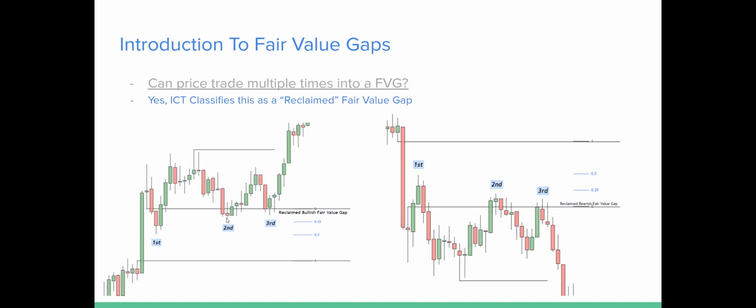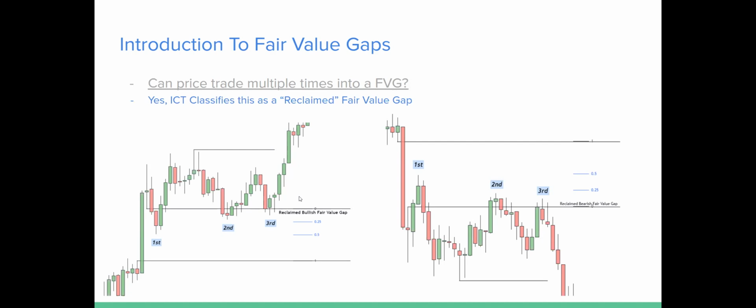Price comes back down into it a second time, and then you can see a third time, and then it finally moves away from it. And you can see I've annotated the 25 and 50% level. So this is what we would call a reclaimed fair value gap. So it's okay if price comes back into it a few times. Typically on the fourth or fifth time, if it keeps returning back to it, that's not a good sign.